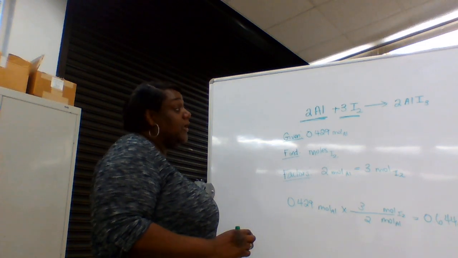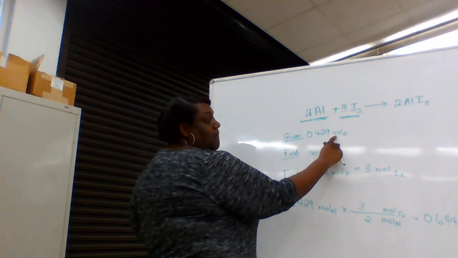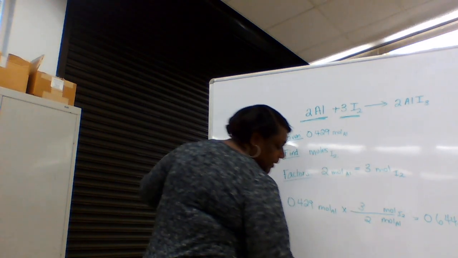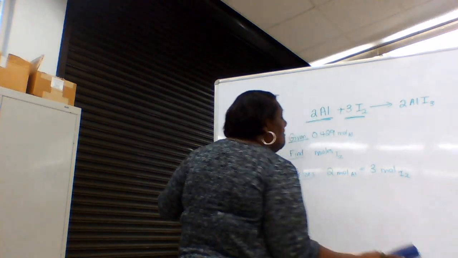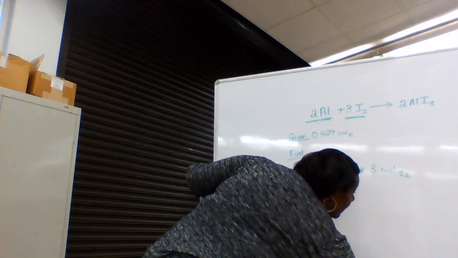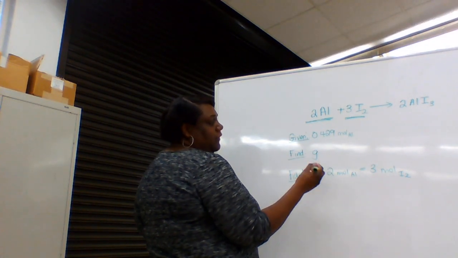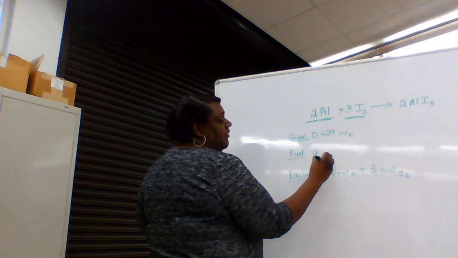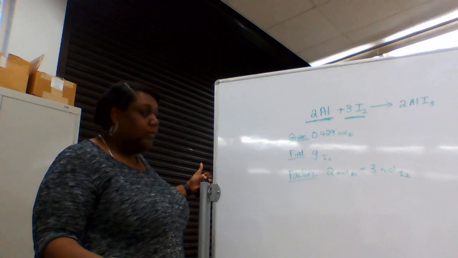Now, that's one kind of problem you're going to see in this chapter. Another kind of problem you're going to see is where they give you the number of moles of one thing, but instead of them asking you to find moles of something else, this time they may ask you to find grams of something else. So say we needed to know how many grams of I2 that is. So how would I set this problem up?